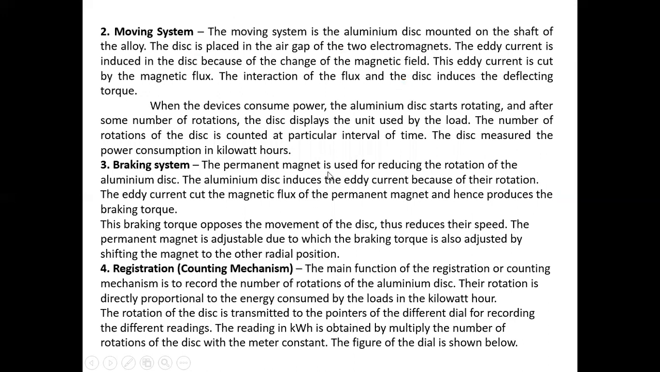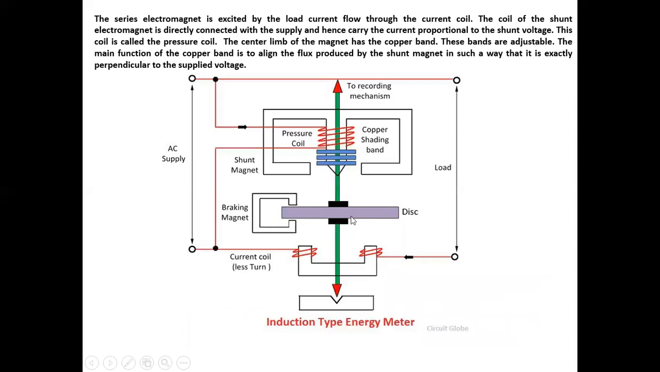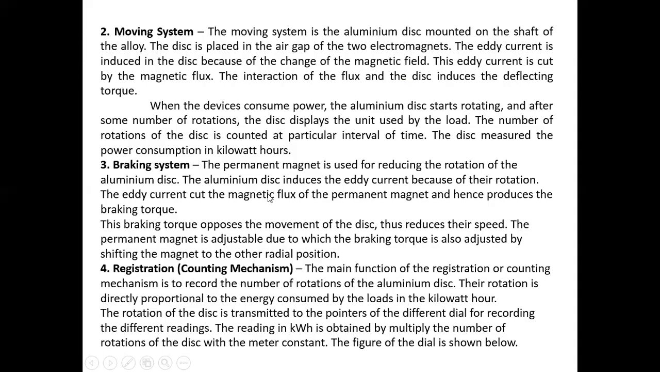Second one is the moving system. In the moving system, we use the aluminum disc. The aluminum disc is mounted on the shaft of the alloy. The disc is placed in the air gap between the two electromagnets.